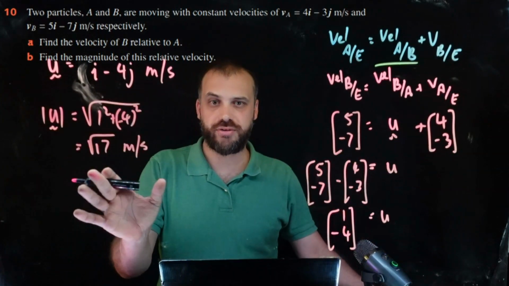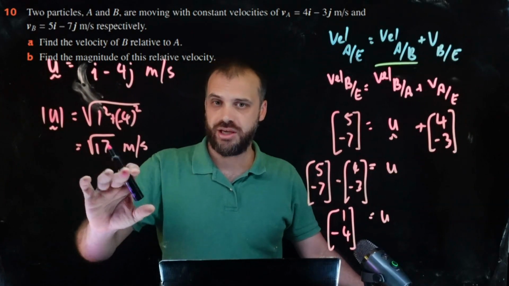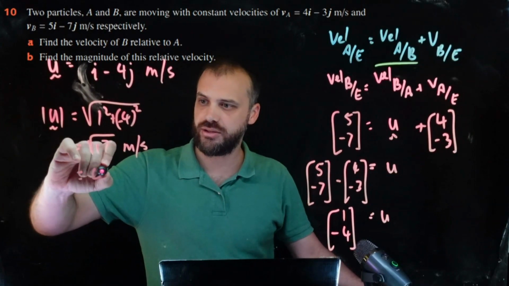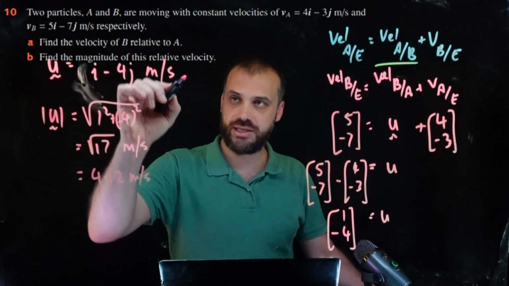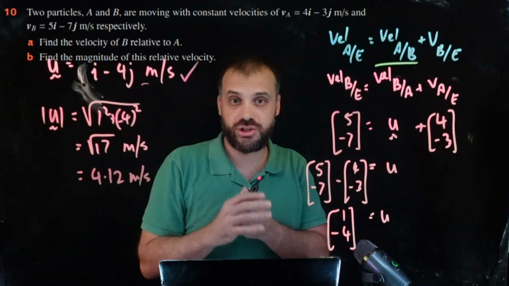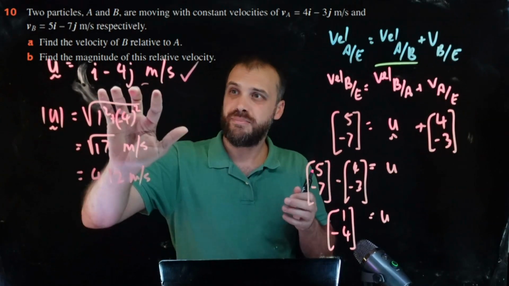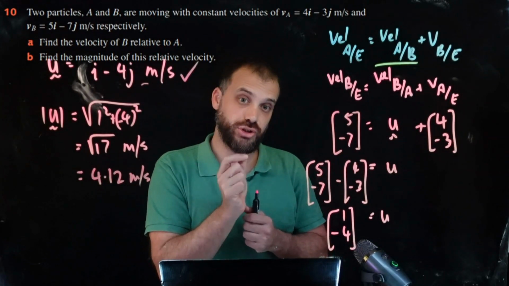Part B, super straightforward, not worth thinking about. Find the magnitude of this relative velocity. It's root 17 meters per second, which is 4.12 meters per second. So this is the answer to part B. Velocity can be spoken about in i and j components in this instance because this does tell us magnitude and direction in a single shot.